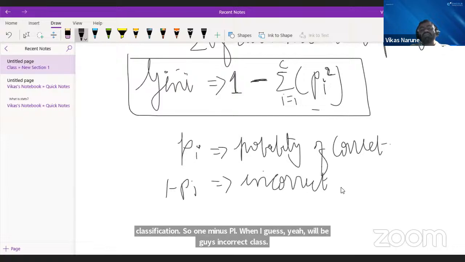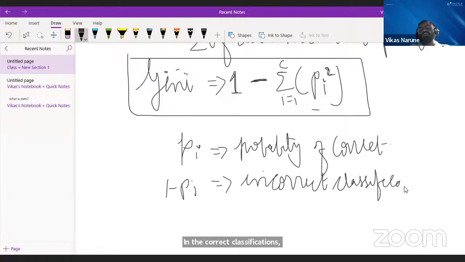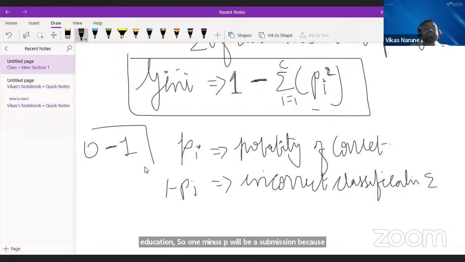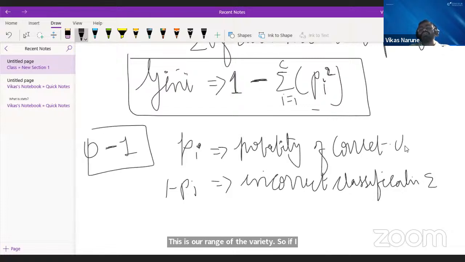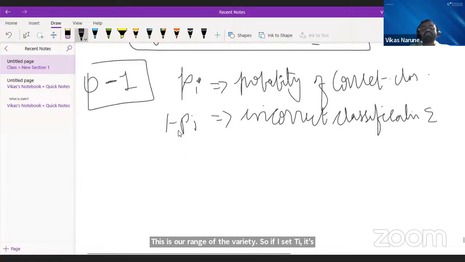Incorrect classifications, incorrect classification probability summation, right? So 1 minus pi will be the summation, because the probability has to lie between 0 to 1, right? This is our range of the probability. So if I say pi is the probability of correct classification, obviously 1 minus pi will be the summation of all incorrect probabilities.